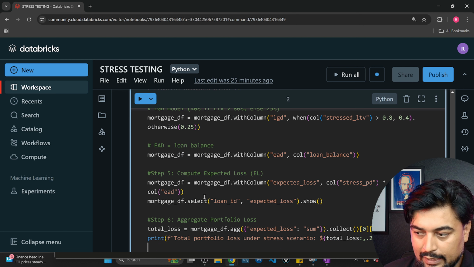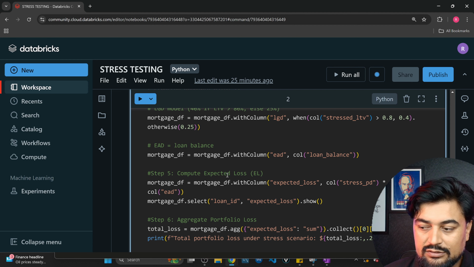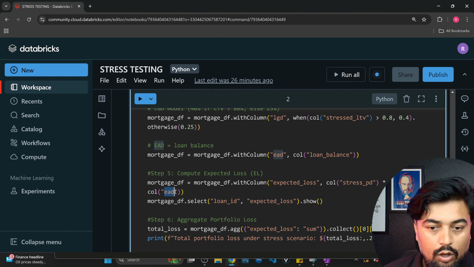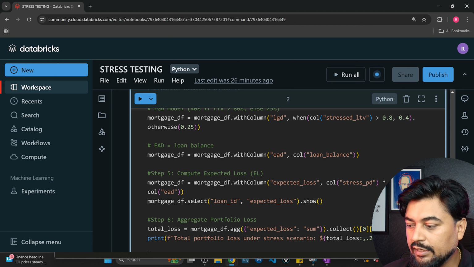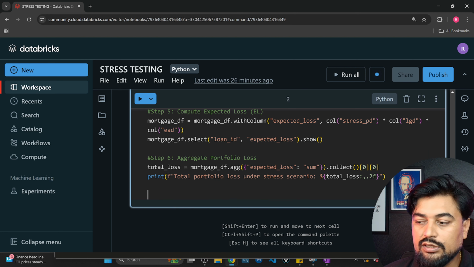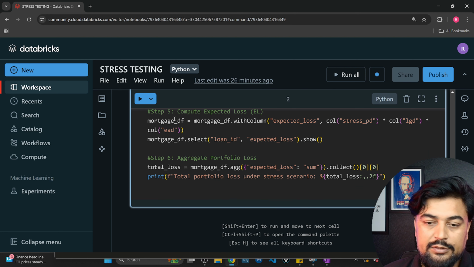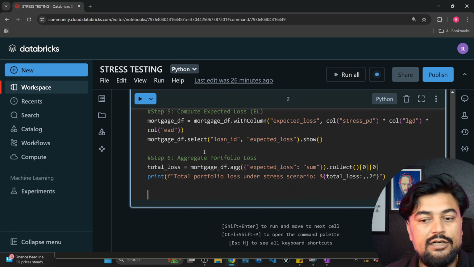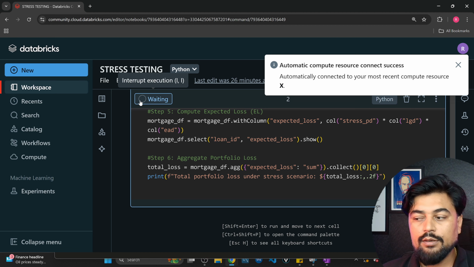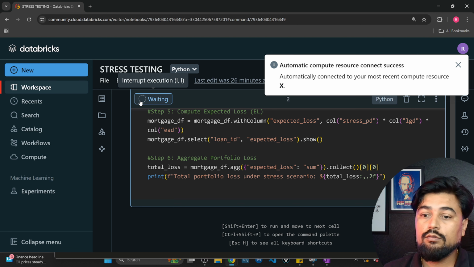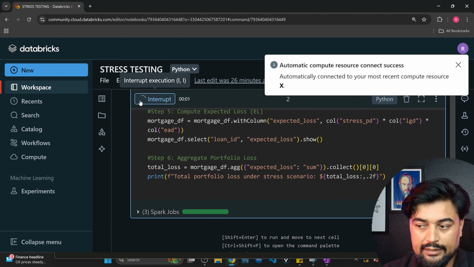Then step 5, if you see, we are calculating the estimated loss, which is a product of the three of them. Now if you see here, this PD, LGD, EAD, all these three columns, we are multiplying. You can see here we are calculating the estimated loss, and in the last I'm just aggregating it on the basis of a portfolio. So let me run this code for you, and you will be able to get this code automatically from the GitHub repository, so make sure you download that.